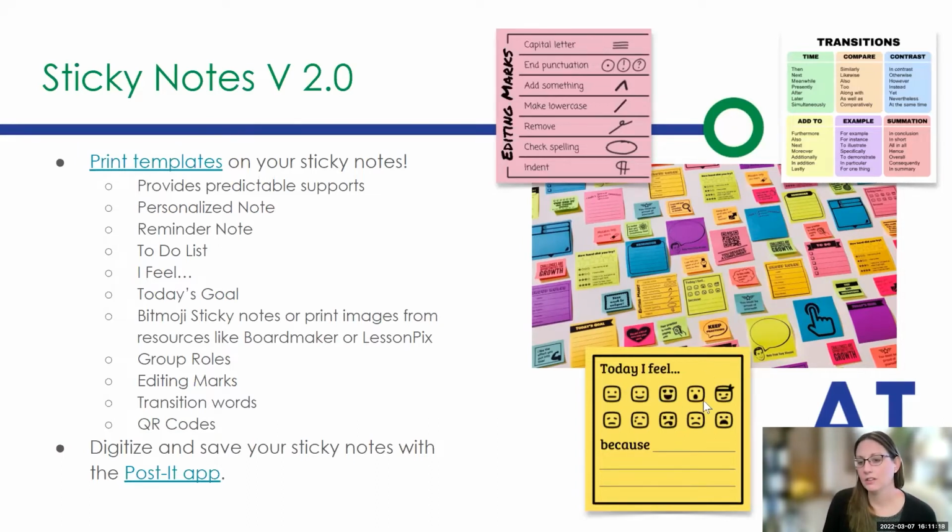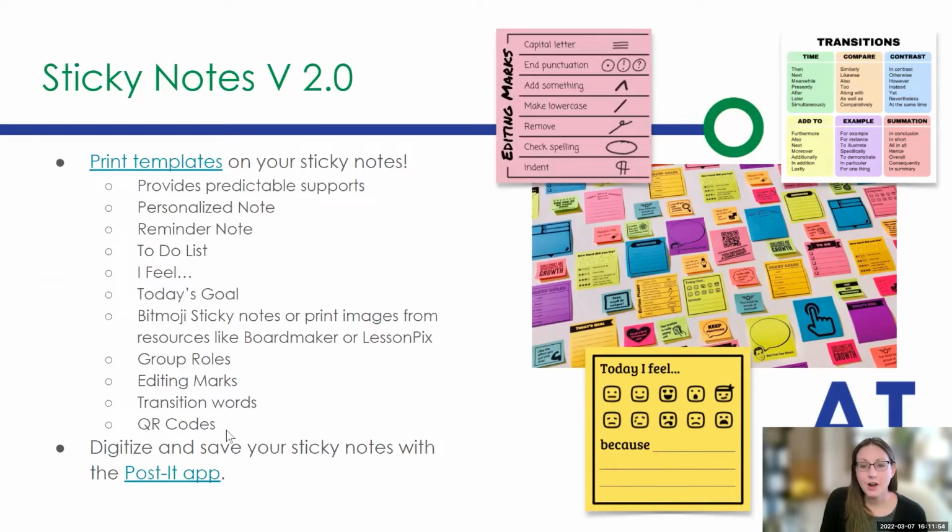How easy would it be to circle that? Again, we're really only limited by the amount of ideas that we have. So some different ideas: a personalized note, a reminder note, a to-do list, what the goal is, Bitmoji sticky notes, or print images from resources like Boardmaker or lesson pics you could put on there if you have students that possibly may need some visual supports with some symbols, group roles, editing marks, transition words.